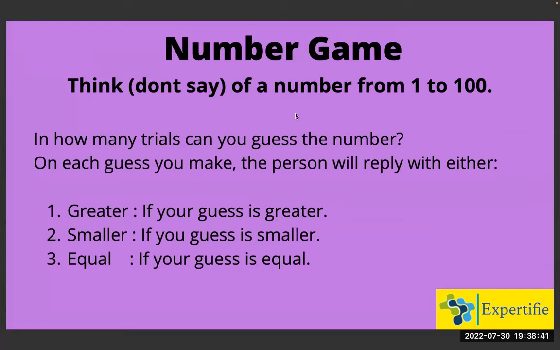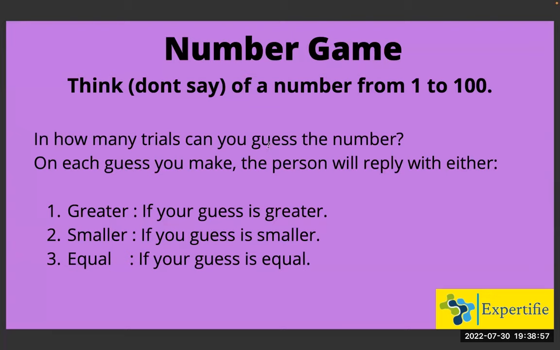Now 6 to 12, what is the midpoint? 9. So 9 times 9 is 81, again greater. So the answer is between 6 to 9. For 6 to 9, the midpoint is 7. Now you have your answer, right?